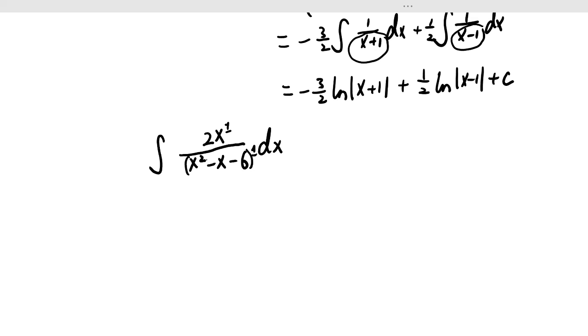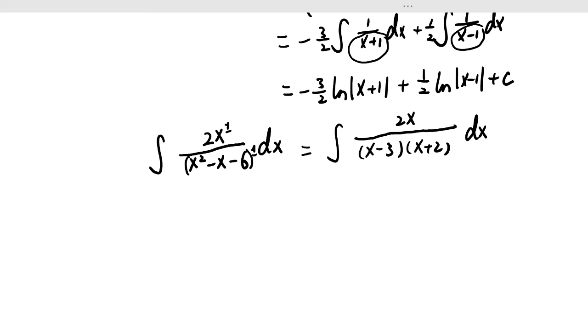So now we are dealing with the case where the top degree is lower than my denominator, and now I'm trying to do the factoring to see if I can factor my denominator. So x squared minus x minus 6 is going to be x minus 3 times x plus 2. The top will be 2x.